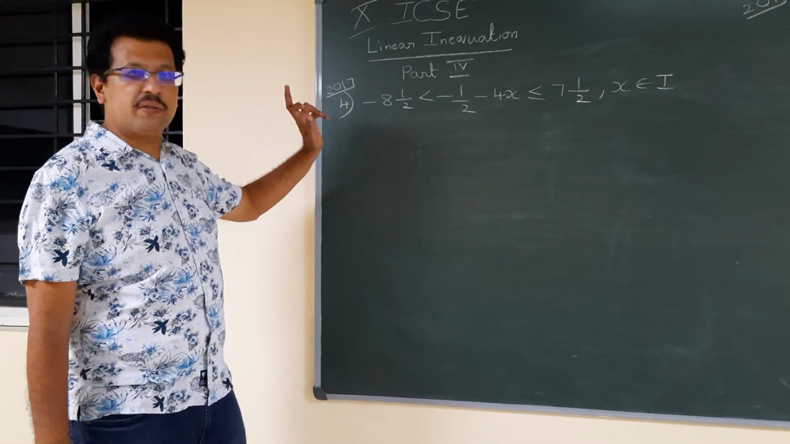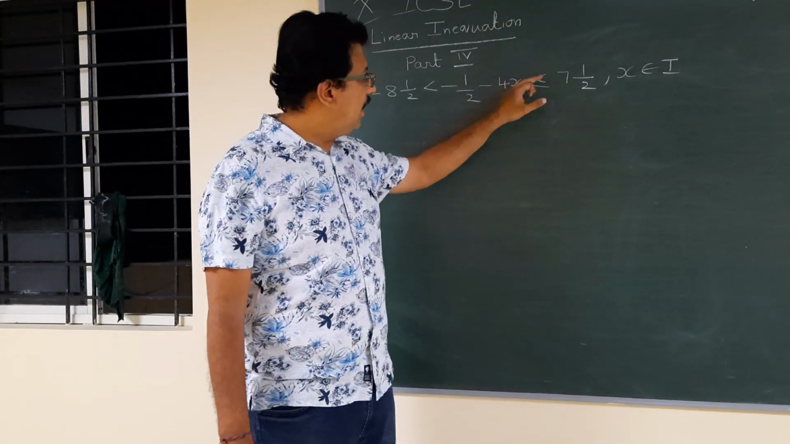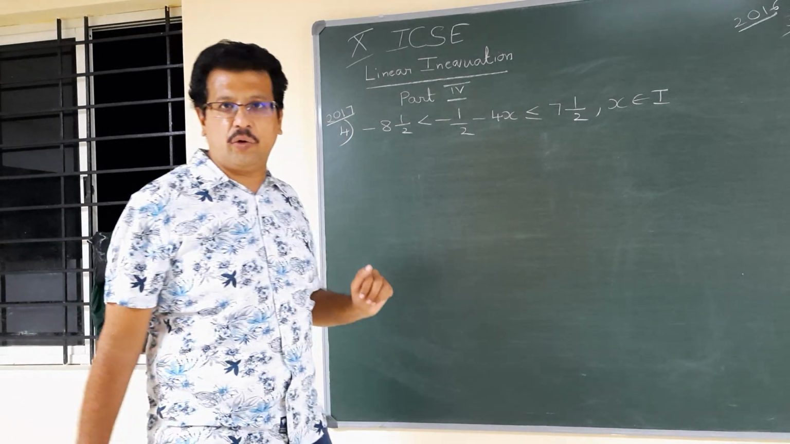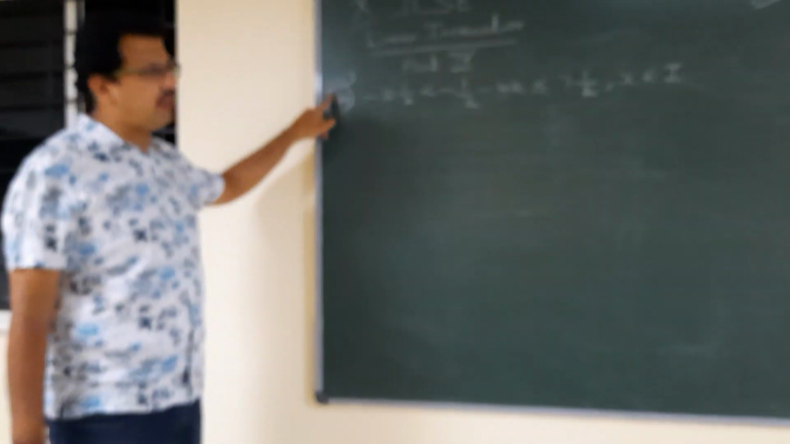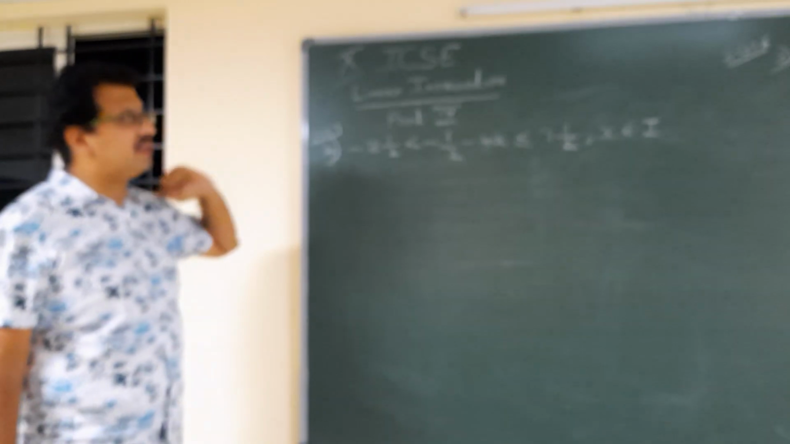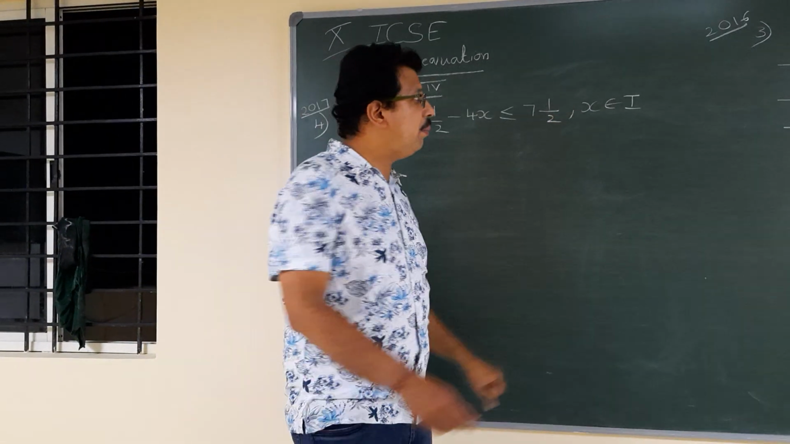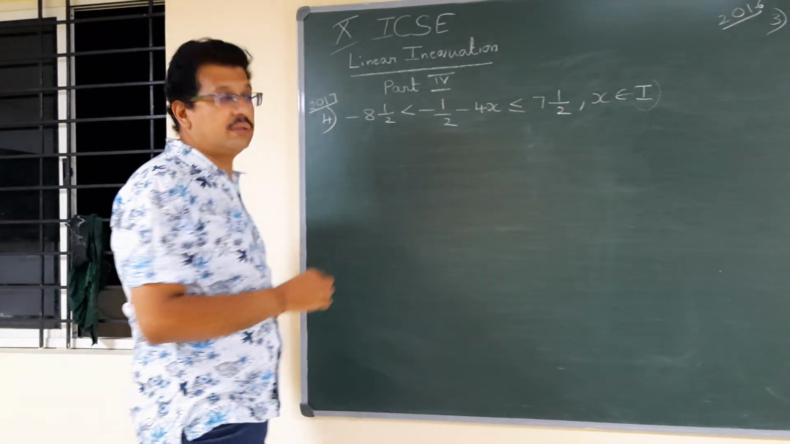So the next problem is minus 8 and a half less than minus 1 by 2 minus 4x less than or equal to 7 and a half. X belongs to I. I stands for integers, students. It has come in the board exam 2017. So this also carries 3 marks. So we have solved 3 problems on real numbers. This was a problem based on integers. So how to solve this problem, I will show you students now.